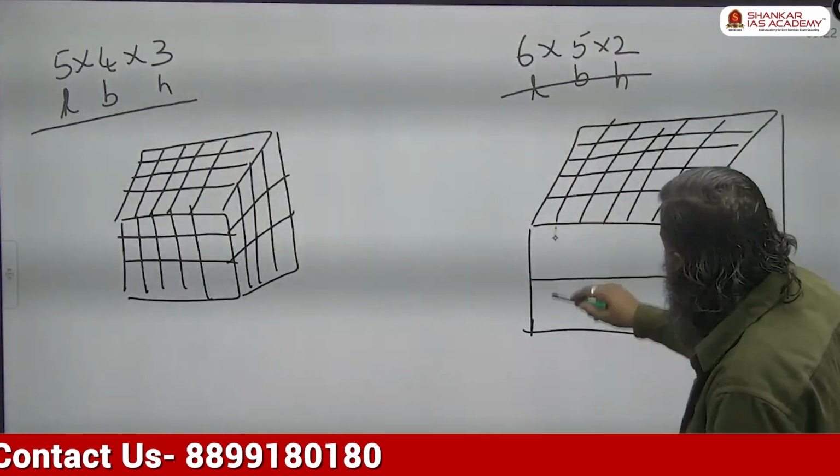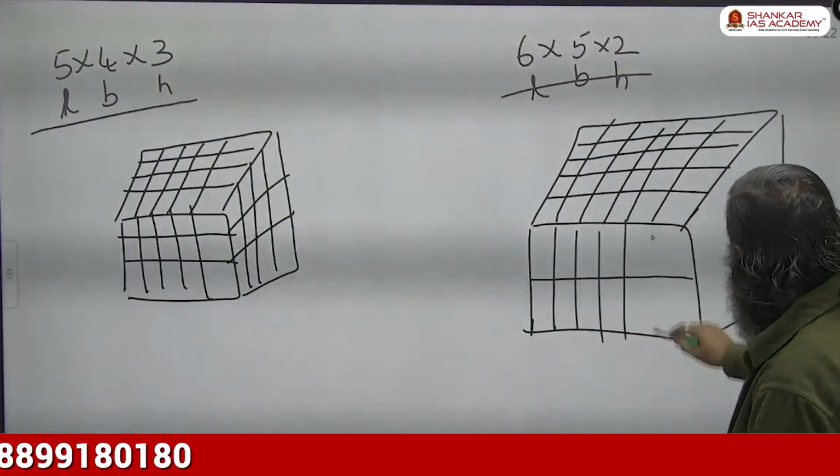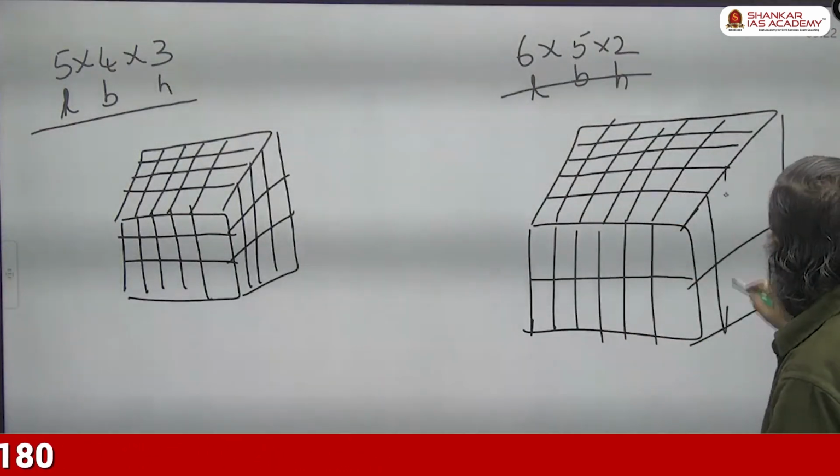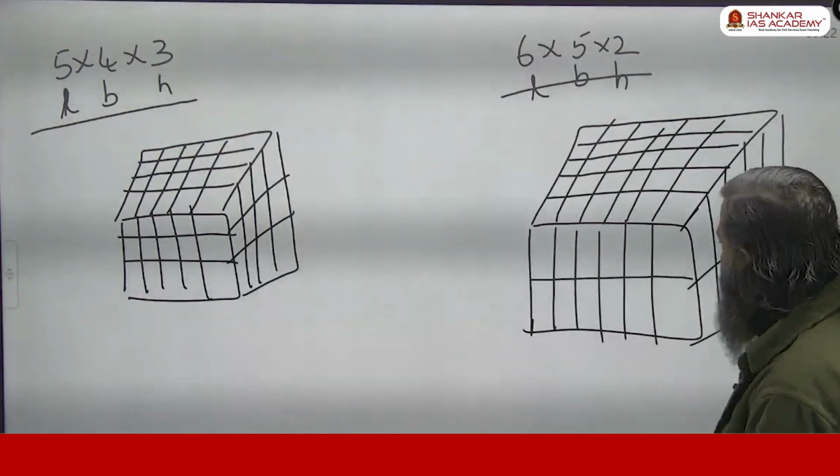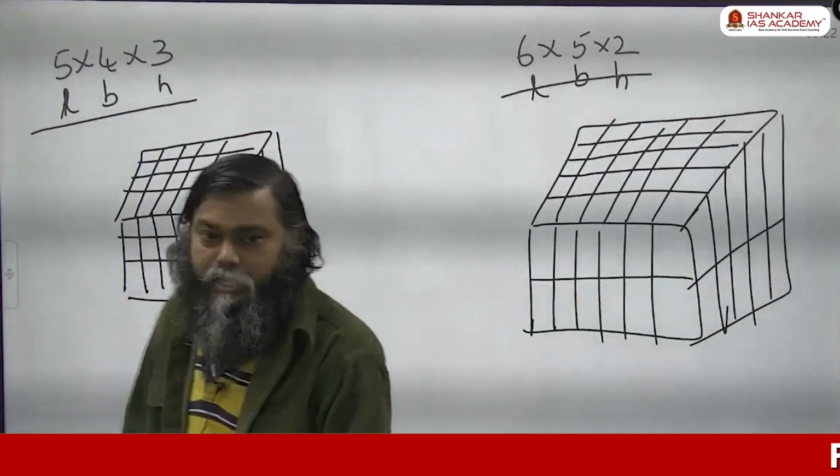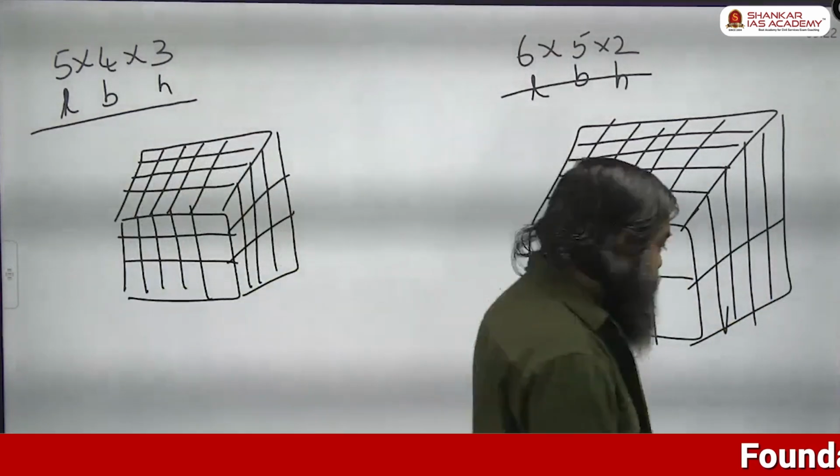Now you extend the line like this, like this, like this. All understood or not understood this? Understand this, bar. Please be silent.